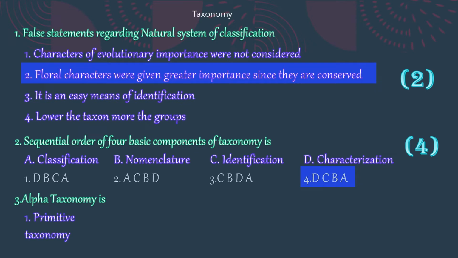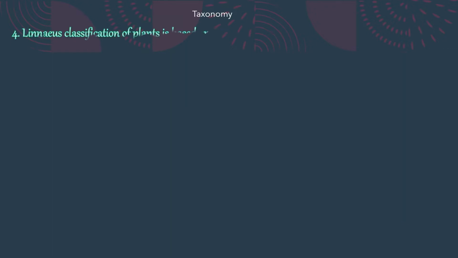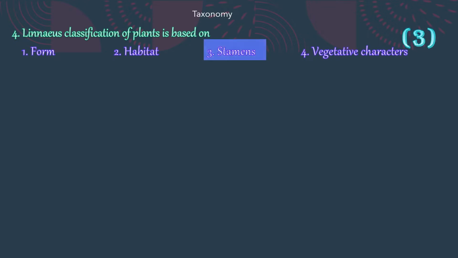Alpha taxonomy is: primitive taxonomy, descriptive taxonomy, natural taxonomy, taxonomy based on only morphological characters. The answer is 2. Alpha taxonomy is descriptive taxonomy. Linnaeus's classification of plants is based on form, habitat, stamens, vegetative characters. Answer is 3. Stamens.